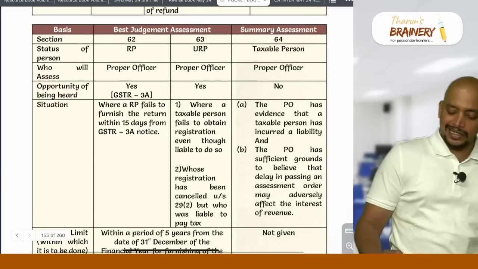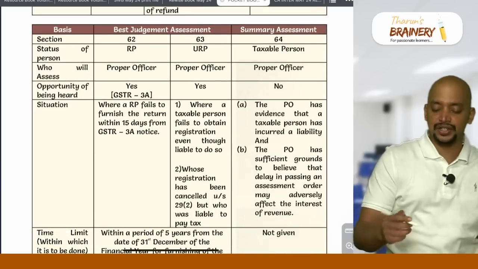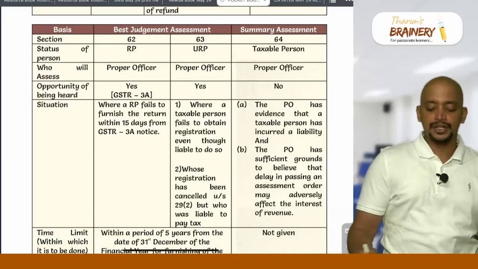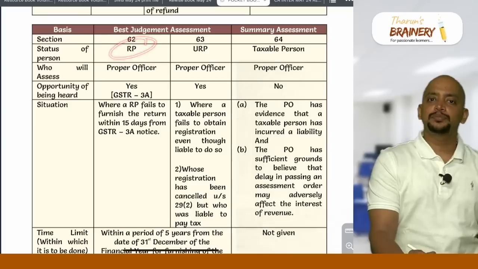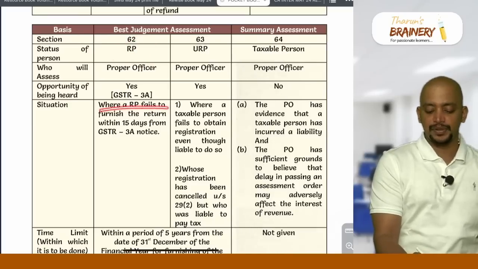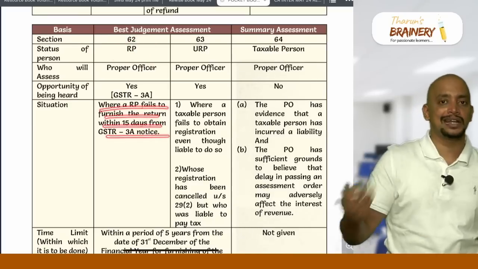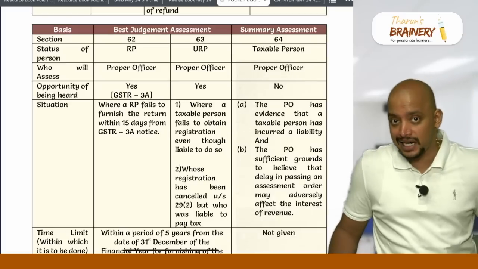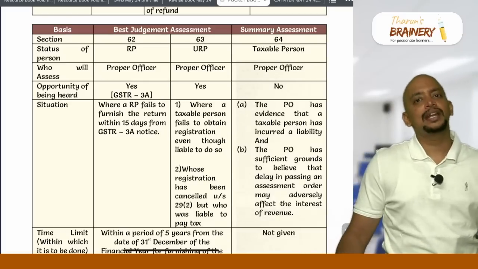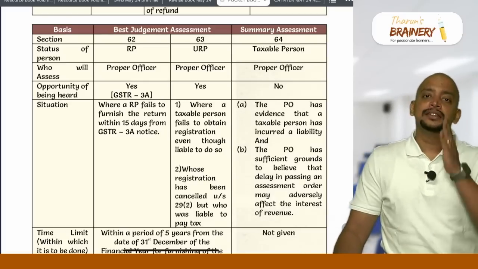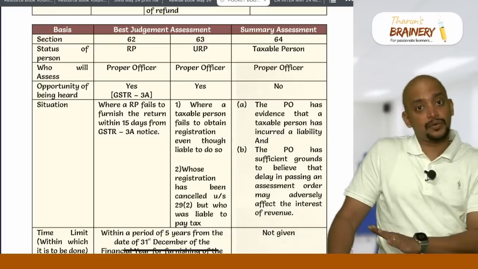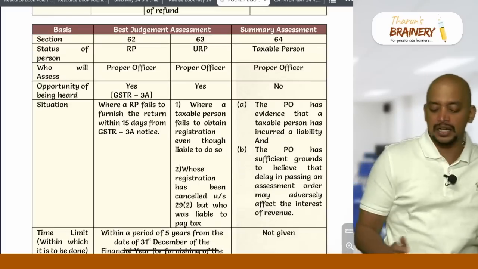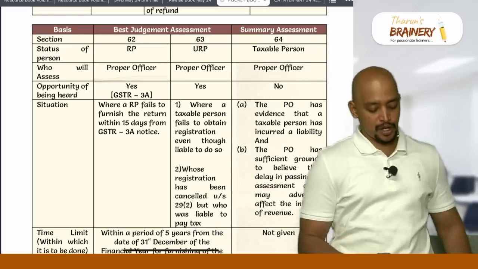Okay. So then in case of best judgment assessment, section 62, when is it applicable? There is a registered person, and that person has not filed the returns. The registered person failed to furnish the return within 15 days from the GSTR-3A notice. A notice will be given under GSTR-3A. So if the returns are not filed, after that notice under 3A, the return should be filed within 15 days. Otherwise, they will initiate best judgment assessment, and the best judgment assessment is done by the proper officer.